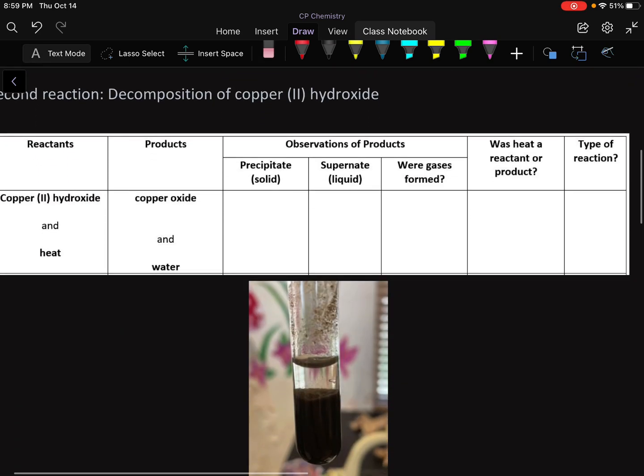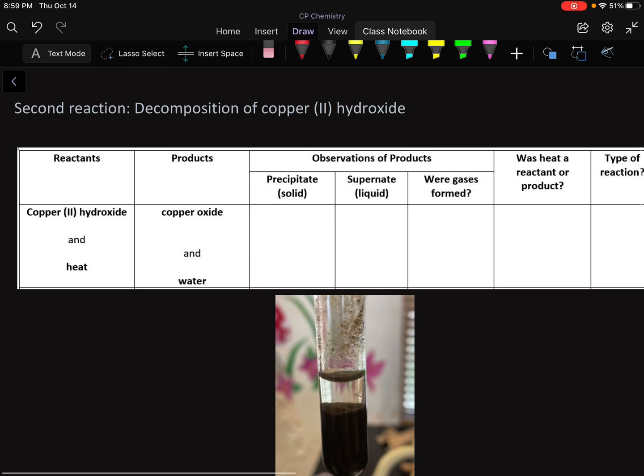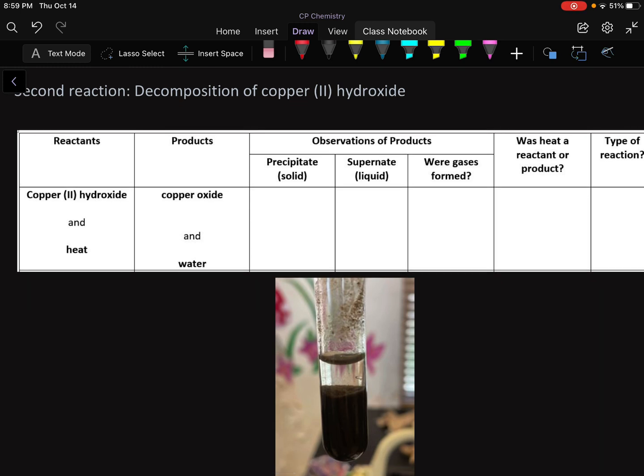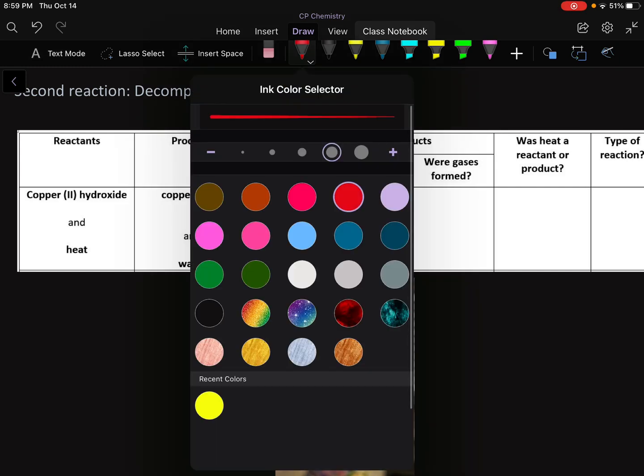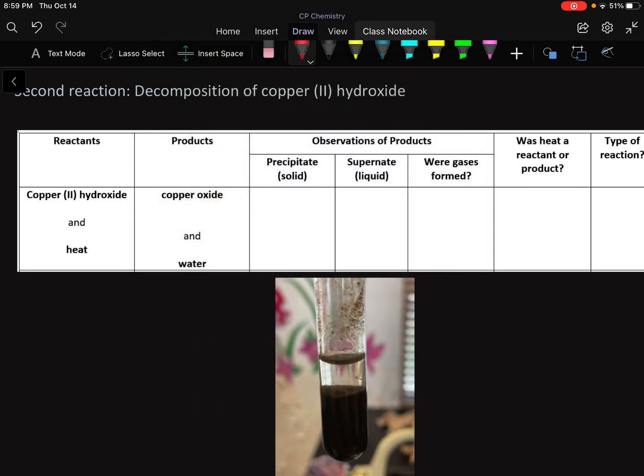The second reaction was the decomposition of copper 2 hydroxide. This is when you took your test tube and you put it into the hot water and let it sit and stirred it for a little while to see what would happen. And it turned black, okay, as in the picture here. So this was copper 2 hydroxide and heat, okay? Heat is not actually part of the atoms rearranging, so you would pretend that isn't even part of the equation.